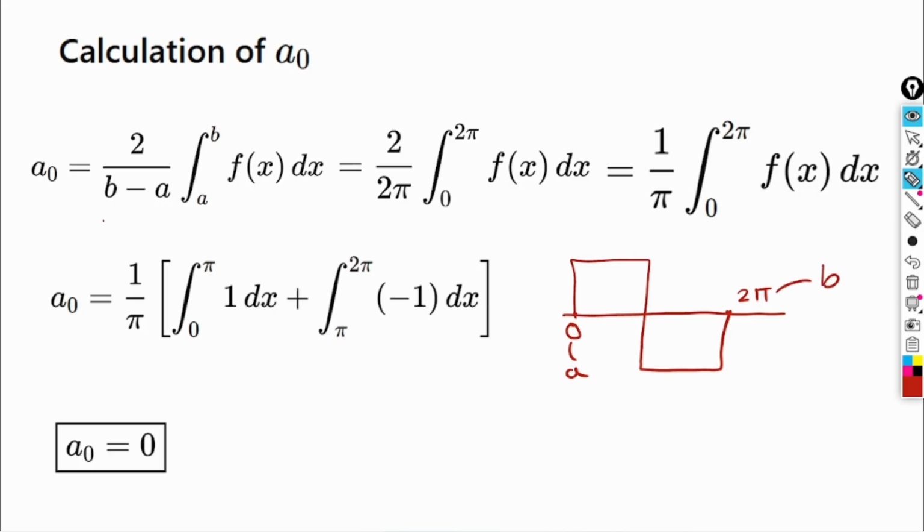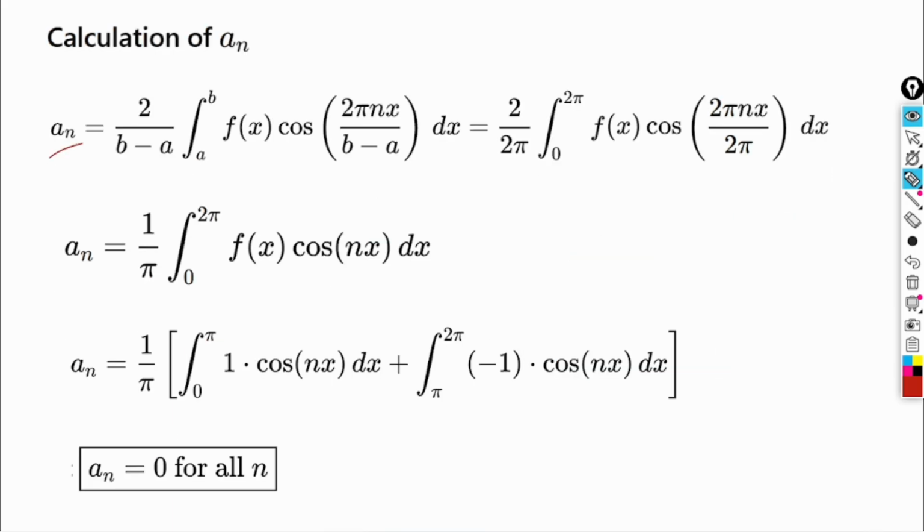If we put 2 pi and 0 here, we get 2 upon 2 pi, then the 2 gets cancelled, and we get this expression. Now we know that from 0 to pi the square wave has value positive 1 and from pi to 2 pi the square wave has value negative 1. So we can split the integral into 0 to pi and then pi to 2 pi. 0 to pi is the value 1, then pi to 2 pi is the value minus 1. If we solve this integration, we get a naught equal to 0.